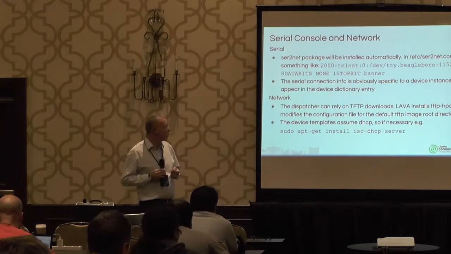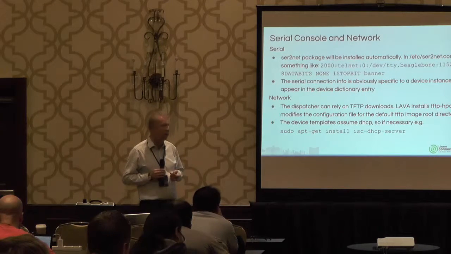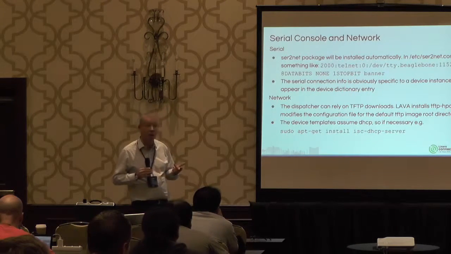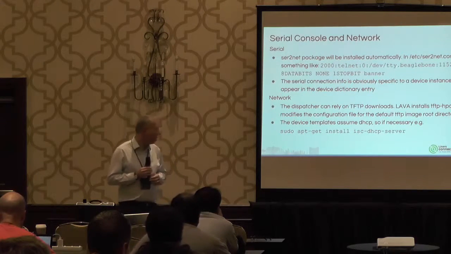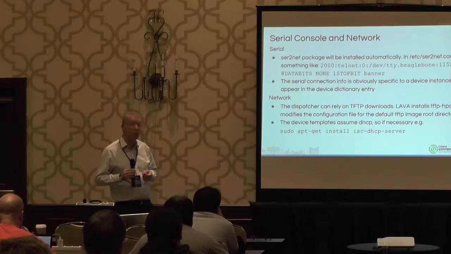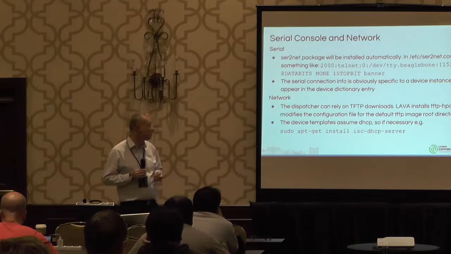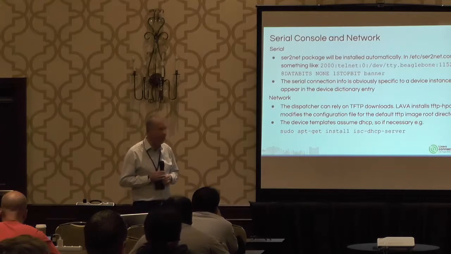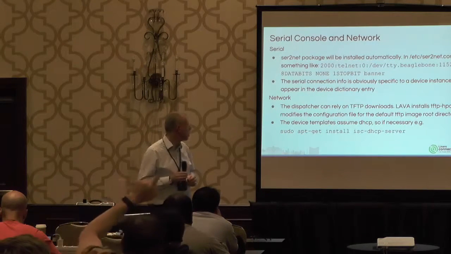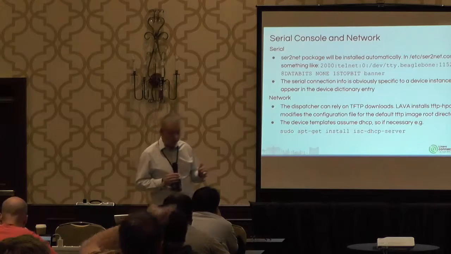And for network, typically the dispatcher can rely on TFTP downloads, and Lava installs TFTP as a dependency. The device templates actually assume DHCP, so you do need to install DHCP, because it isn't a dependency, or it's not installed as standard by the package. So that's serial and network.